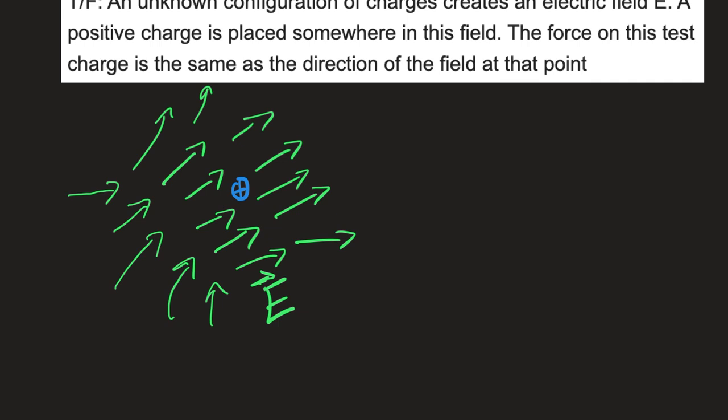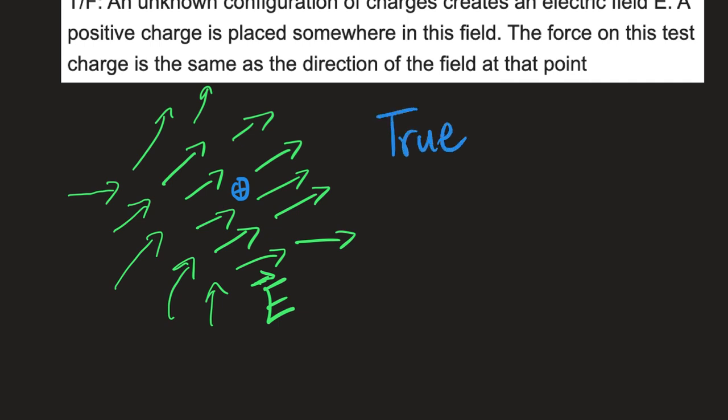And now the question is, the force on that test charge, is that in the same direction as the field at that point? So for example, for this test charge, the field at this point is going sort of up and to the right, like this arrow right here. So is the force on that little positive test charge in that same direction? The answer for this one is true.